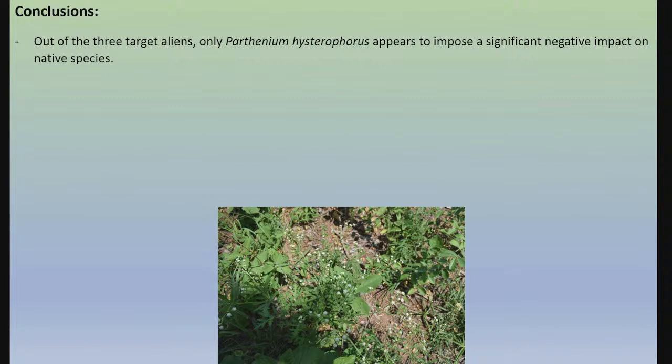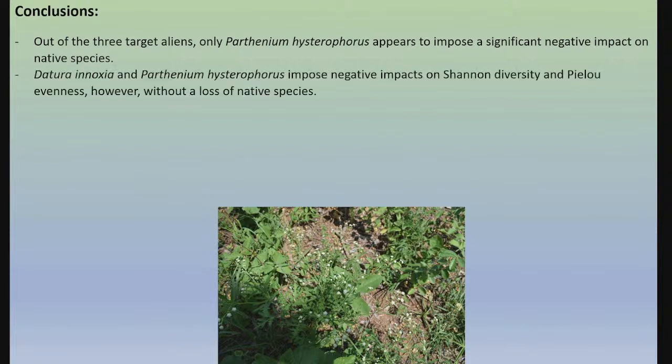What to conclude? Out of the three invaders that we focused on, only Parthenium hysterophorus was detected to have a massive negative impact on native species richness. However, both Datura inoxia and Parthenium hysterophorus were detected to have a significant negative impact on Shannon diversity. In the case of Datura inoxia, the impact on Shannon diversity apparently occurs without a significant loss of native species.